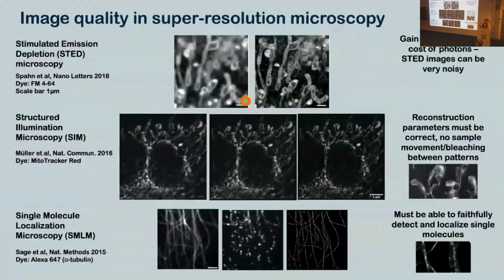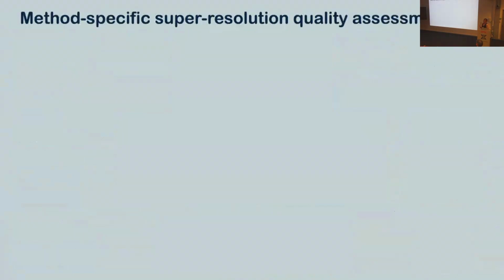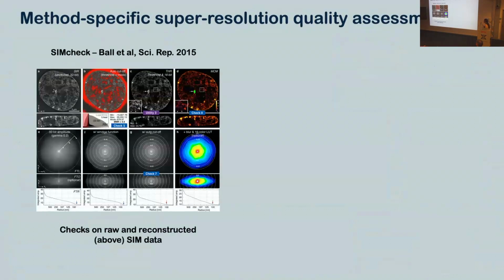So again, what's this question? How do we know if an image is better? How do you know if an image is good? So in super resolution, there are some techniques to do this. So for SIM, for example, there's a technique called SIM check, which can have a look at your raw data, check it for this bleaching, make sure you've got the right reconstruction parameters, and it can check your final image for any artifacts.